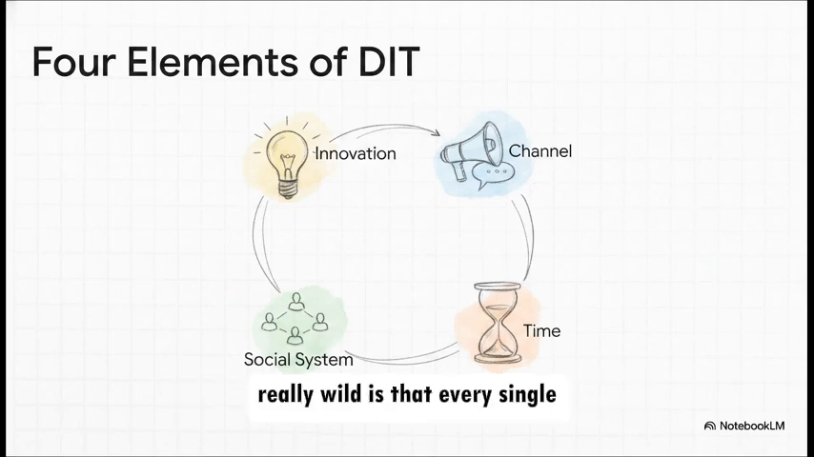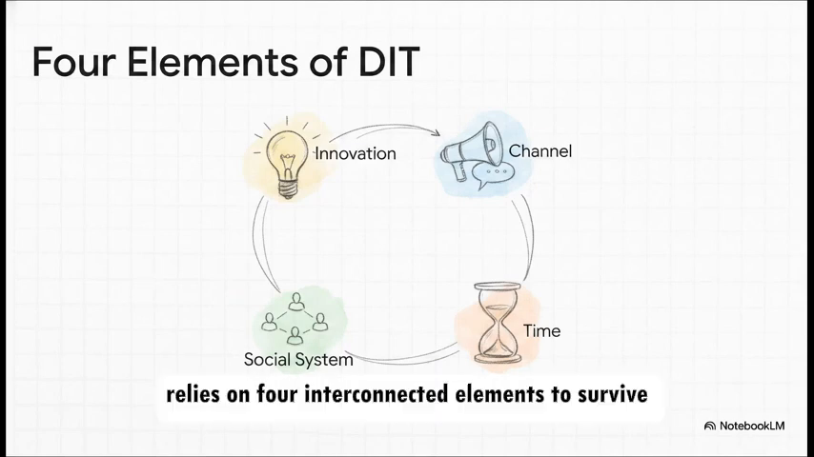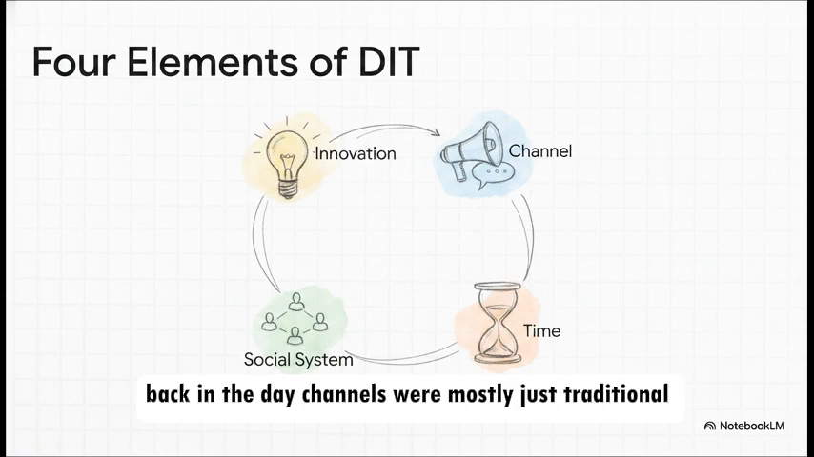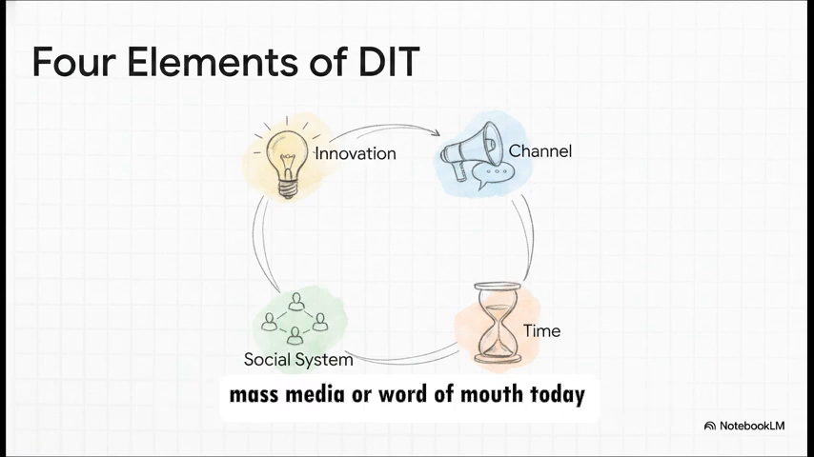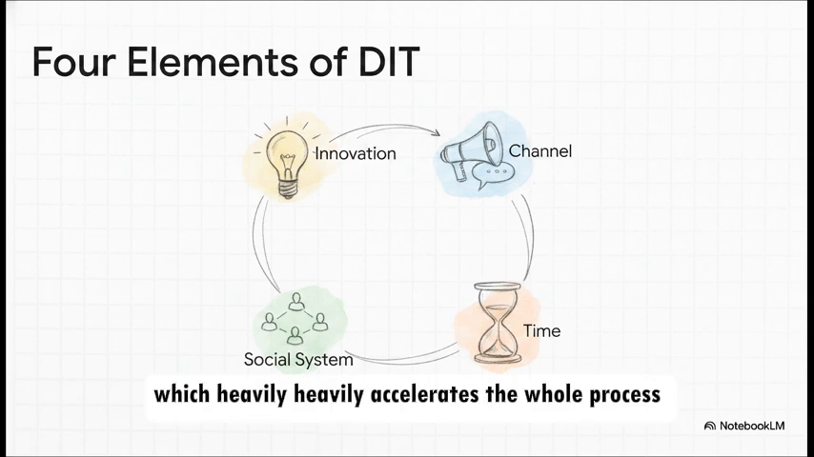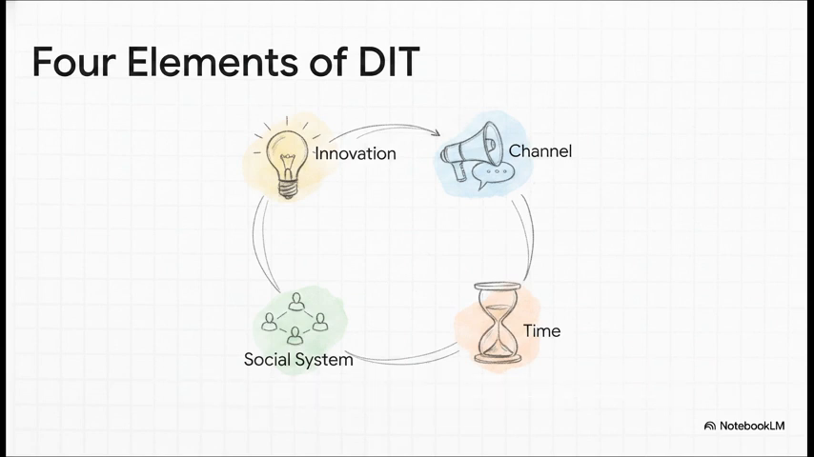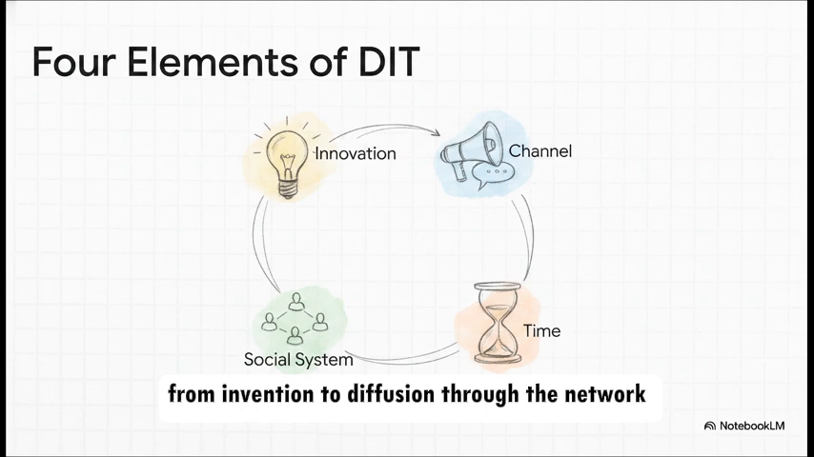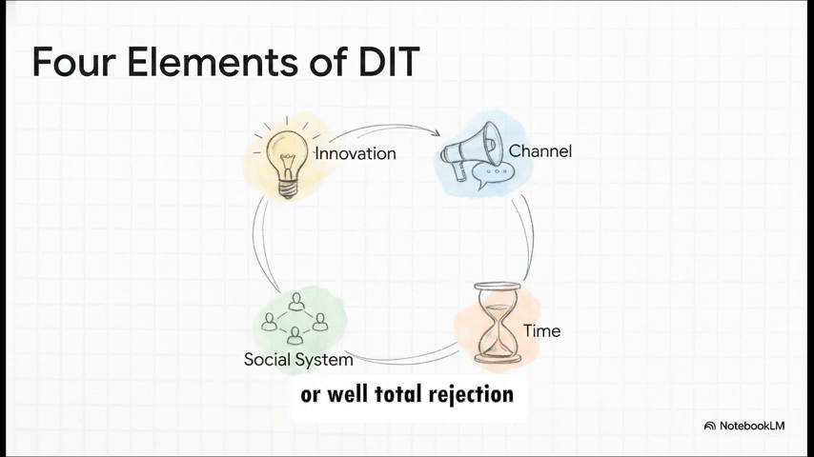Now, what's really wild is that every single trend you see spreading out there relies on 4 interconnected elements to survive. You need the innovation itself. You need a communication channel. And wow, this is a massive one today. Back in the day, channels were mostly just traditional mass media or word of mouth. Today, that channel is TikTok or Instagram, which heavily accelerates the whole process. You also need a social system, which is basically the network of people, like your entire university campus. And finally, you need time. The innovation has to move through stages, from invention to diffusion through the network, and eventually to consequences like total widespread acceptance or, well, total rejection.